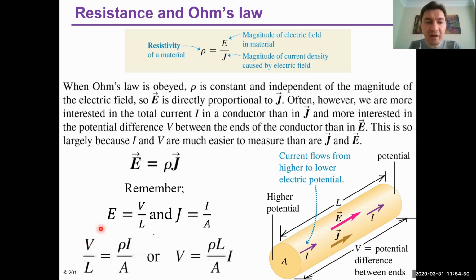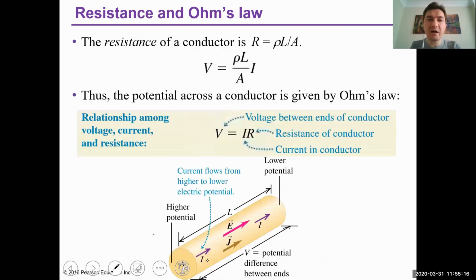So if you take V from that equation, V will be like this. You see, rho L over A times I. So then resistivity of the material, length of the material, this is the current, this is the cross-sectional area, and this is the potential difference between the two ends of the material. So nice.